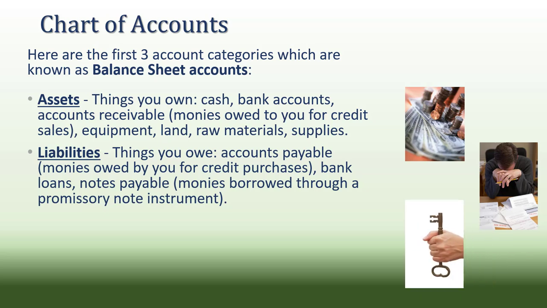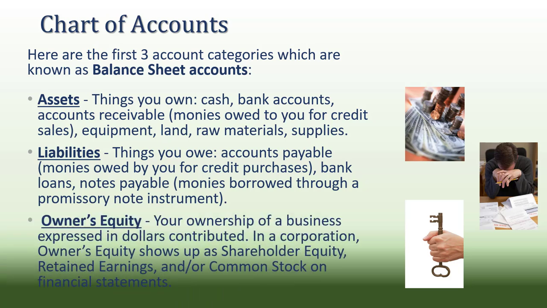And then the final category is the owner's equity. In a corporation, it could be expressed as shareholders' equity, retained earnings, common stock. But these are your ownership of a business expressed in dollars contributed. Now, we are not going to get into the accounting equation here, but basically the accounting equation takes your owner's equity plus liabilities, and that equals your assets. That's the bottom line basic premise of a double entry bookkeeping system, which we'll talk about in my course.